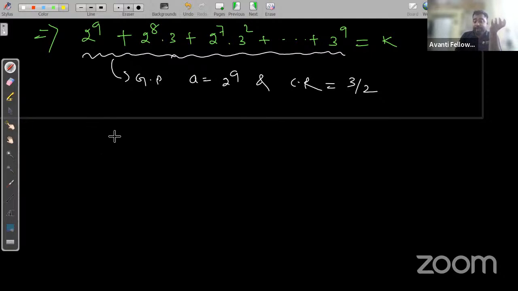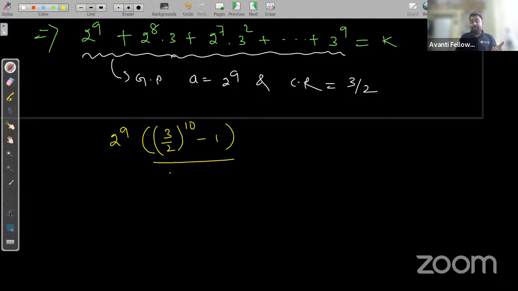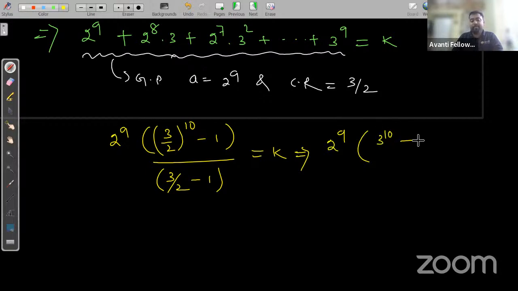That is A, which is 2 raised to 9, into R raised to n minus 1, that is 3 by 2 to the power n, where n is the number of terms, here 10, divided by R minus 1. Yes, which is given as k. So simplify it, what are you getting? By simplifying, I am getting 2 raised to 9 into 3 raised to 10 minus 2 raised to 9 upon 2 raised to 10.